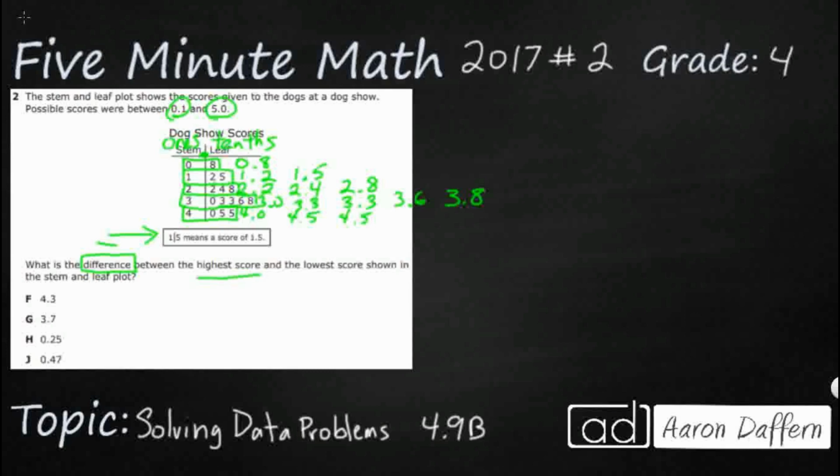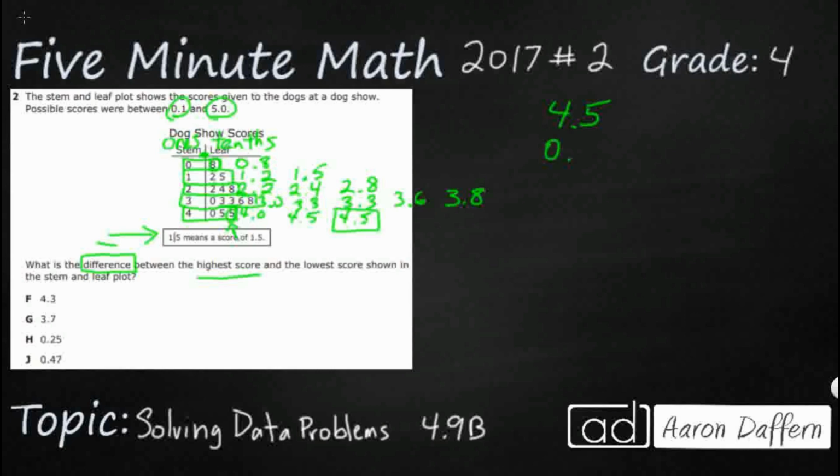So the highest score is going to be right here. It's going to be on the very bottom, on the far right of our stem and leaf plot. It's going to be that 5 right there. We've already listed that out. That's going to be 4 and 5/10. And then the lowest score is going to be the very top, the very first leaf that we see. In this case, there's only one leaf on that very top row. It's going to be that 8/10, so 0.8.